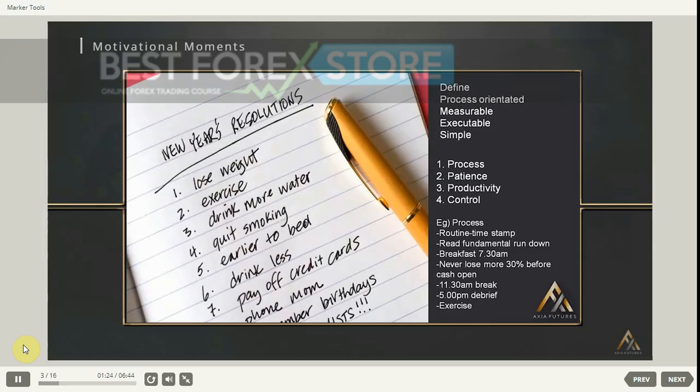So first and foremost, every single goal you have must in one sense or another be process orientated. And I'm going to show you what I mean by process oriented when I show you an example. So for instance, if we take the first example on the list there, lose weight. Now, lose weight, there is a process that you can attach to that goal. Now, just writing down lose weight, that's not good enough. You have to physically create the process in order to lose weight.